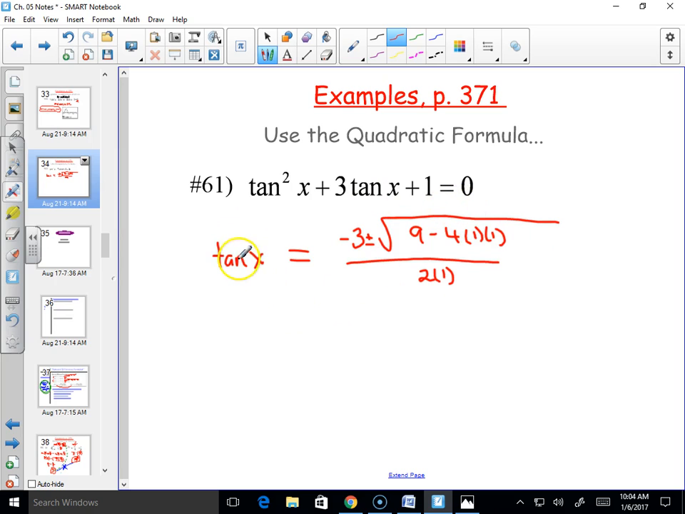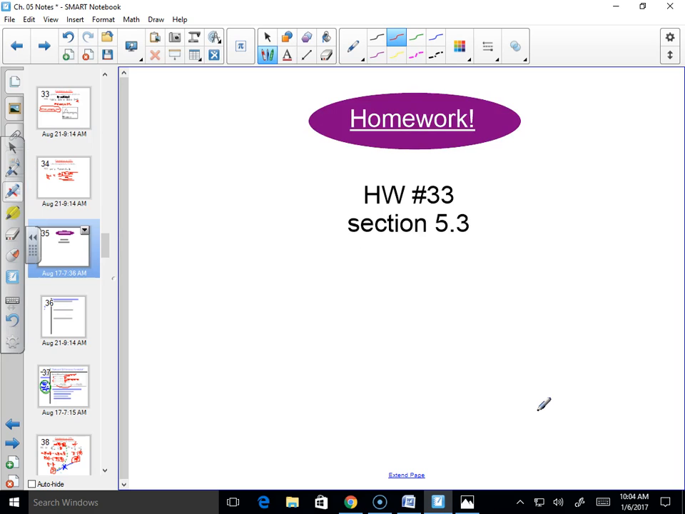Anyway, how would we solve? We would get this little number, we would ask ourselves the question, when is tangent this thingamabobber, and then we'd go. Is that cool? I just want to remind you of the quadratic formula. All right, here we go, section 5.4.